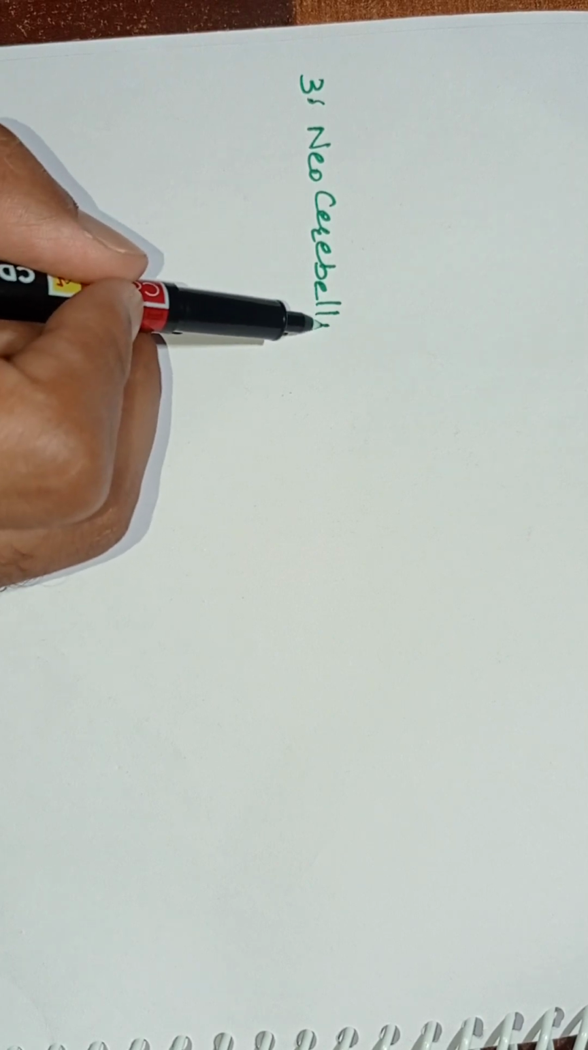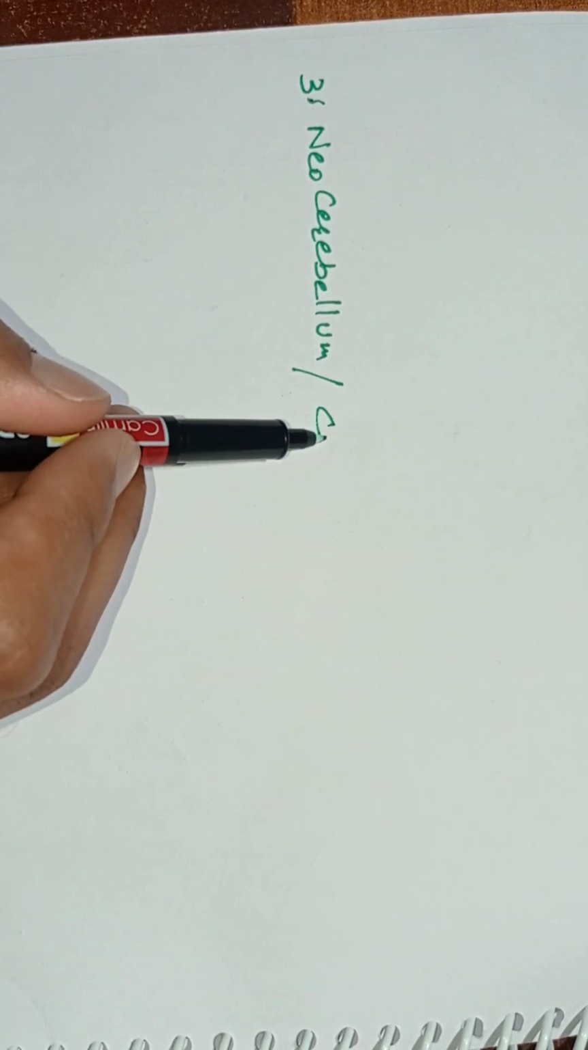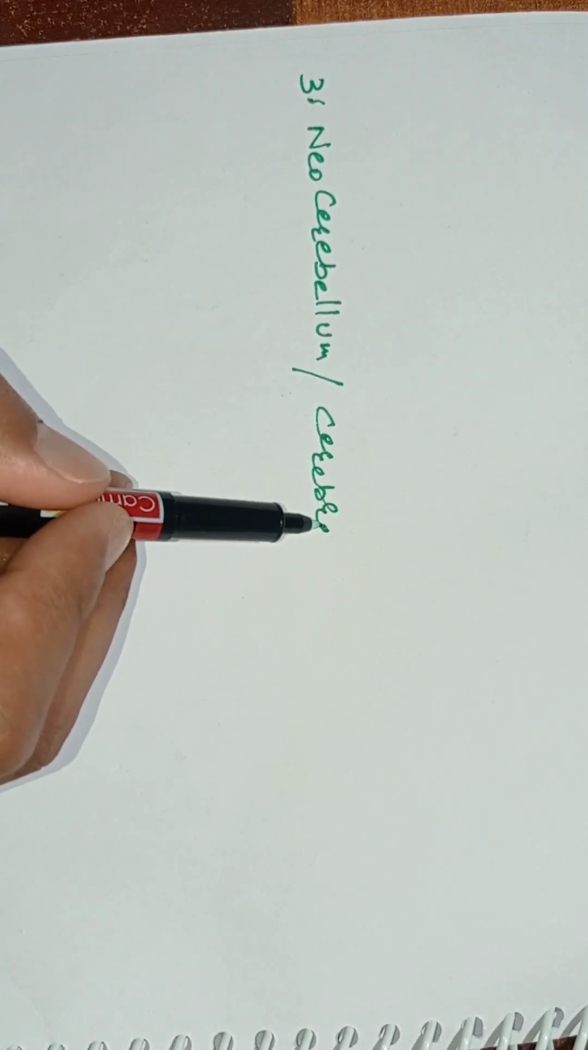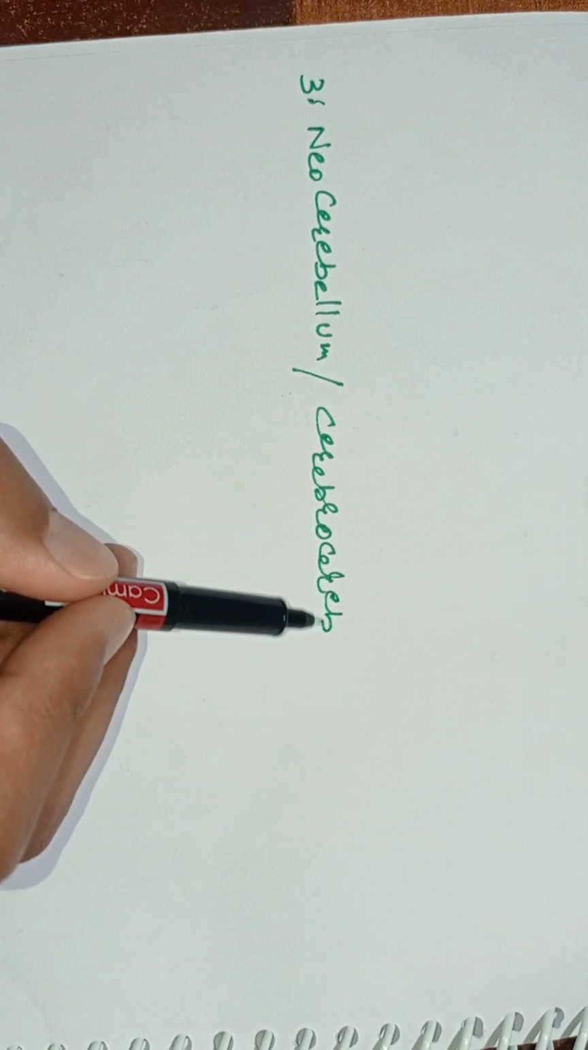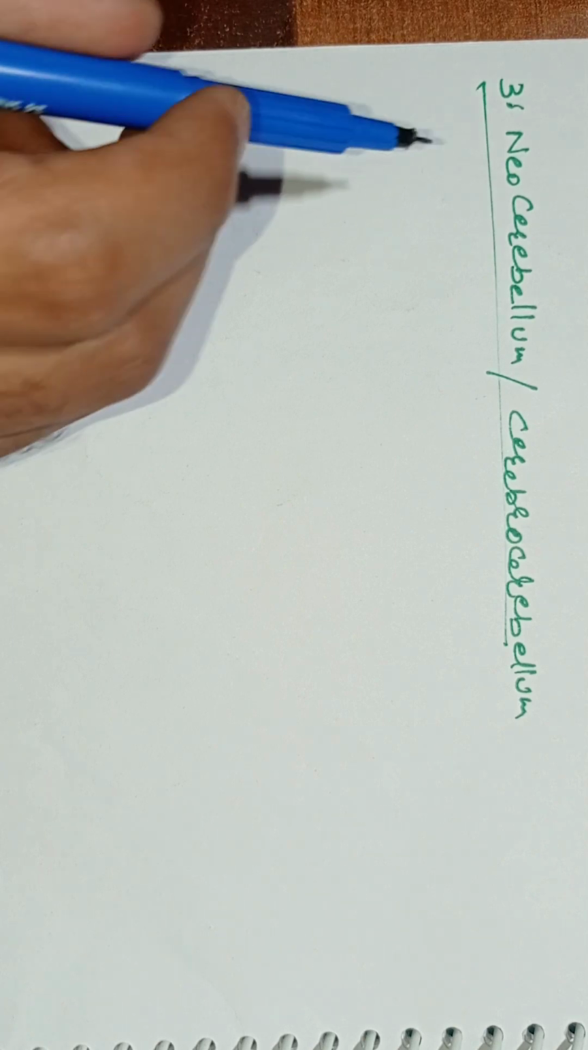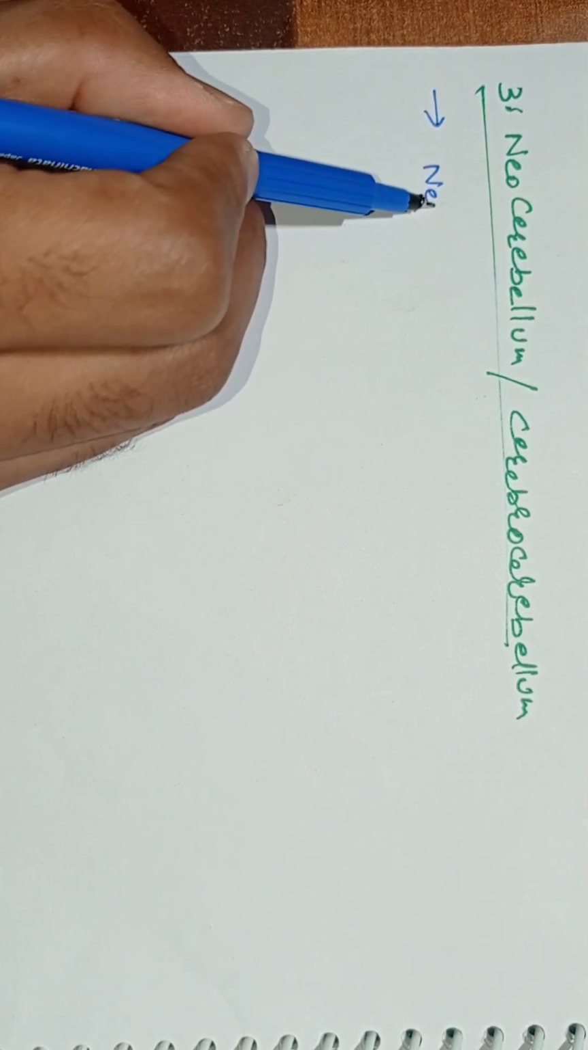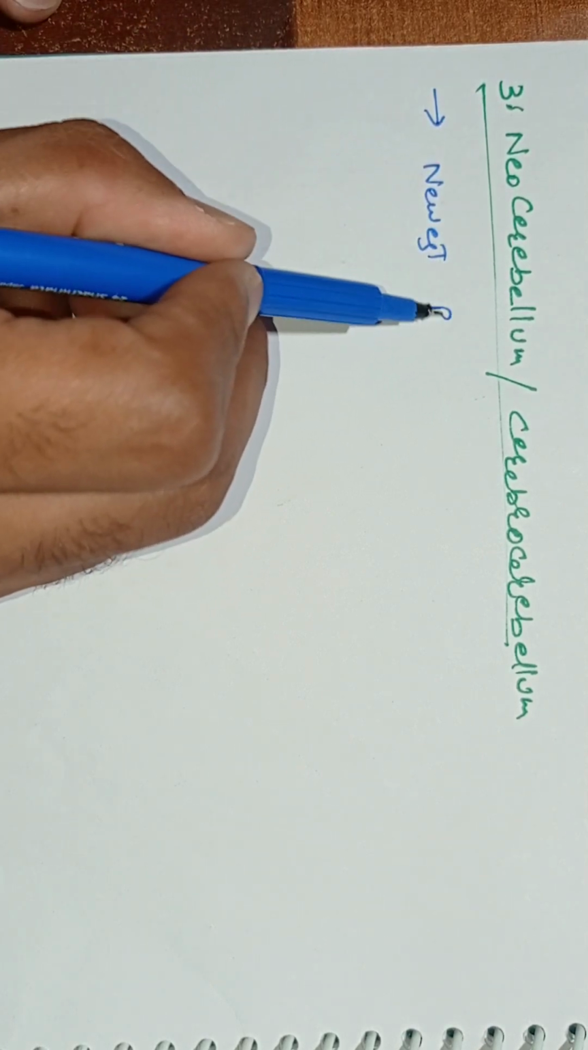Neocerebellum or cerebrocerebellum, clearly. That is the third and the last morphological division of cerebellum. Neocerebellum or cerebrocerebellum. Number first point in this morphological division, it is the newest part in evolution.